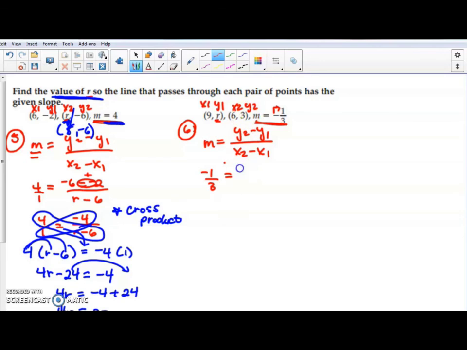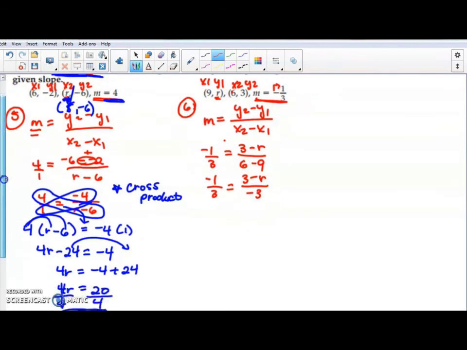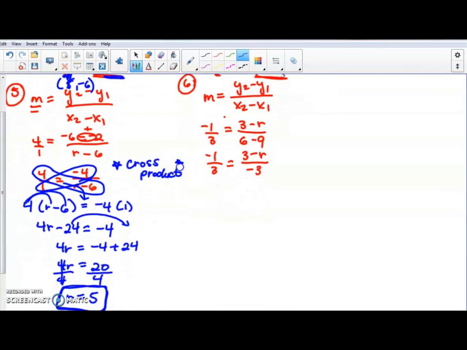So y2 is 3 minus y1 is r over x2 is 6 minus x1 is 9. Now we want to reduce it, so negative 1/3 can't reduce, so it just drops down, negative 1/3 equals 3 minus r cannot reduce because he's a number and he's a variable, not like terms. And now lastly, 6 minus 9, I can do that. That gives me negative 3. And now we're all ready for those cross products.